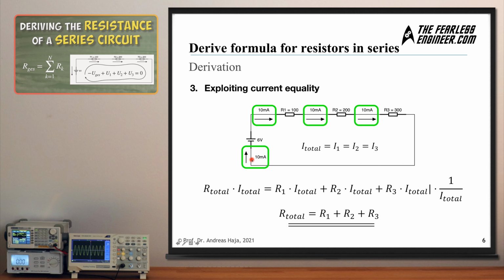It's 10 milliamps in front of the voltage source, it's 10 milliamps behind it, and in between also 10 milliamps, which means all currents are identical. And related to our equation, this means that we can simply replace all the various individual currents by this total current, which enables us to divide by the total current on both sides of the sign here, and this gives us the total resistance of the individual components, which is simply the sum of R1 and R2 and R3.